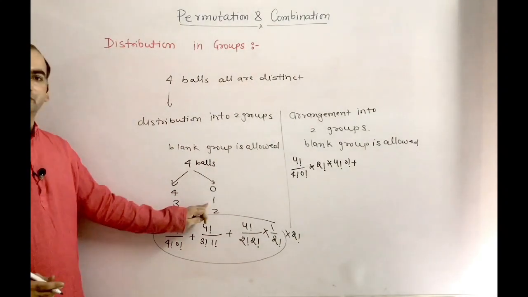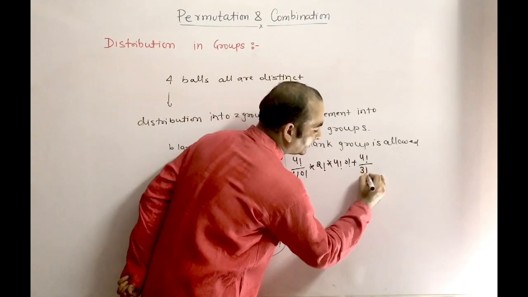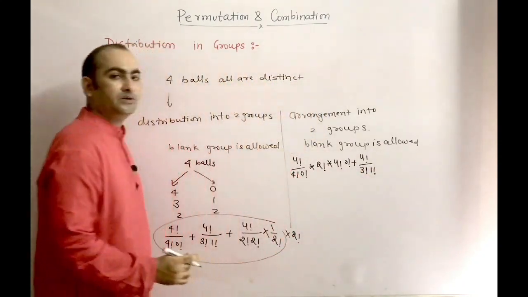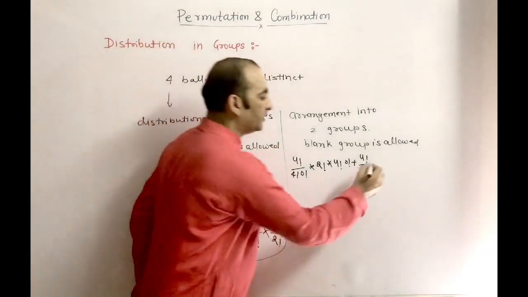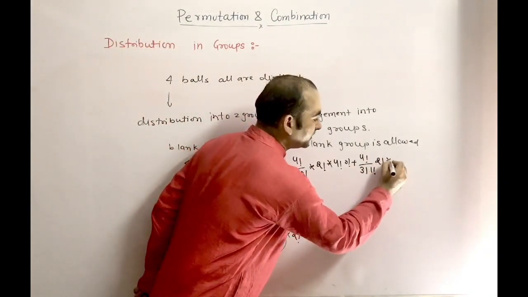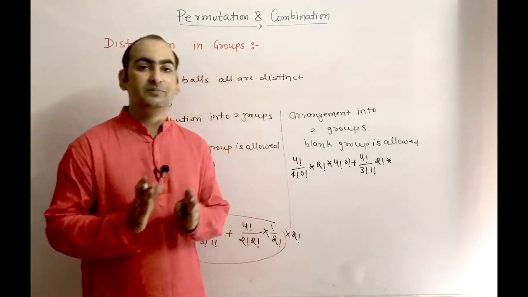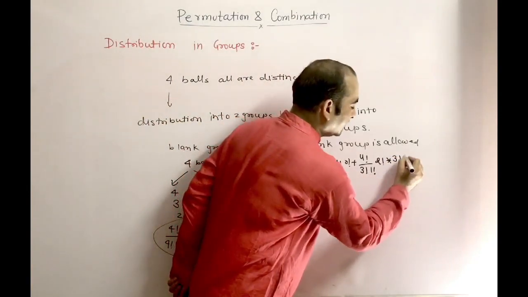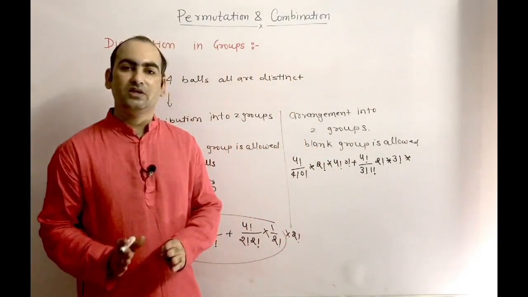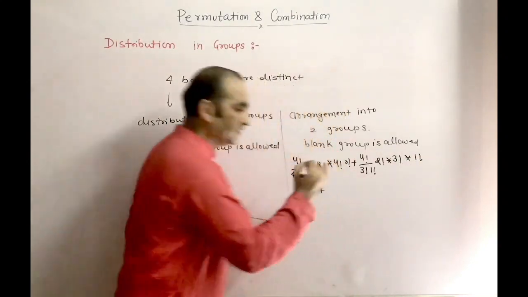3, 1. Okay, so what will come? 4 factorial divided by 3 factorial 1 factorial. Now these two parts we have to distribute among two groups, so that is 2 factorial, into, in one group we are getting 3 balls, in other we are getting 1 ball, so arrangement of 3 balls is 3 factorial, so we have to multiply with 3 factorial into arrangement of 1 ball is 1 factorial, plus third is what?